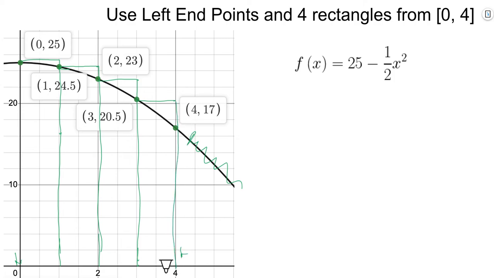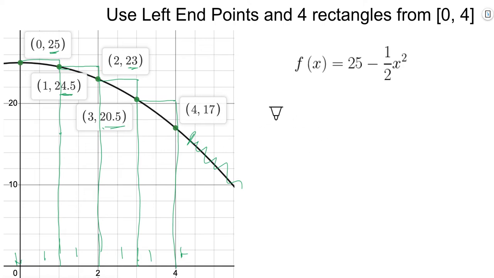Now with this one, what's our width of our rectangles? 1. Isn't that nice? Multiply by 1, it doesn't change anything. So the width of each of these is 1. So all we have to do is add the values using the left endpoints. And so this left endpoint was 25, then there's a 24.5, 23, 20.5, and we don't use the last one because that's an extra point because we didn't use it.